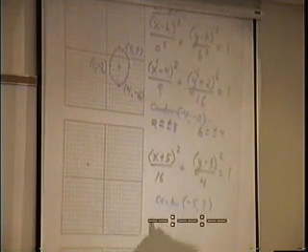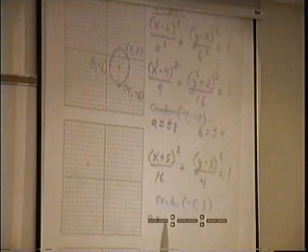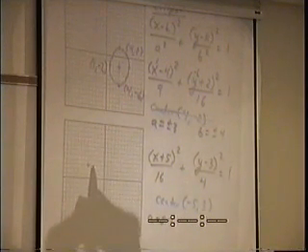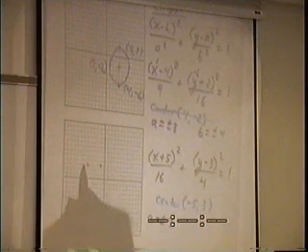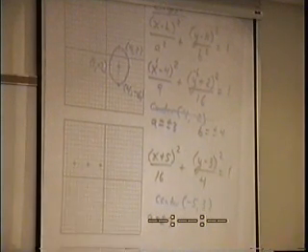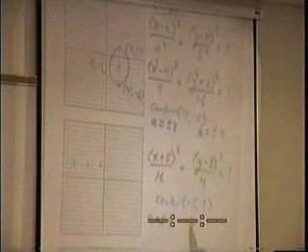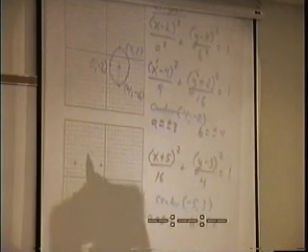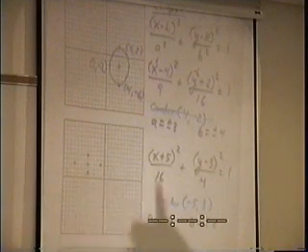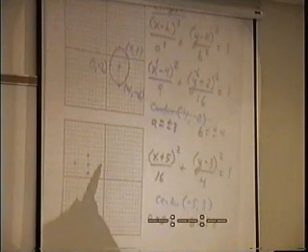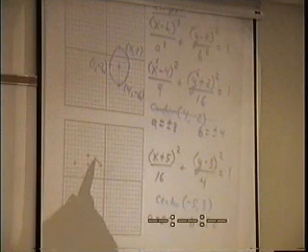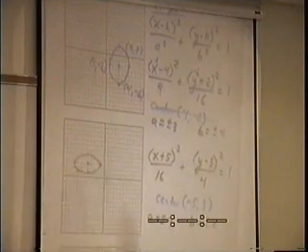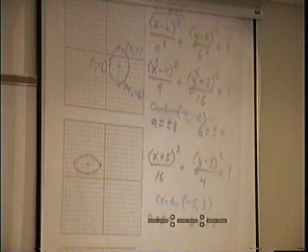Tell me how far to go in the x direction, and how far do I go? Plus or minus 4. And my b? Plus or minus 2. Now I want this curve. A good idea is to draw it one piece at a time.